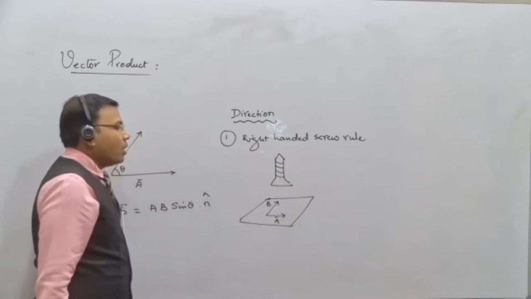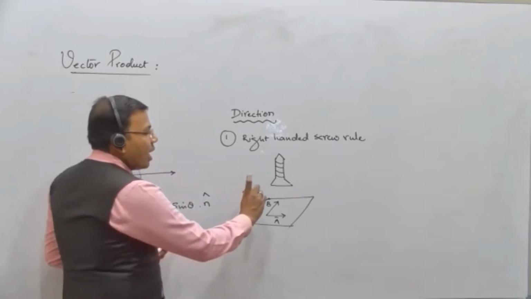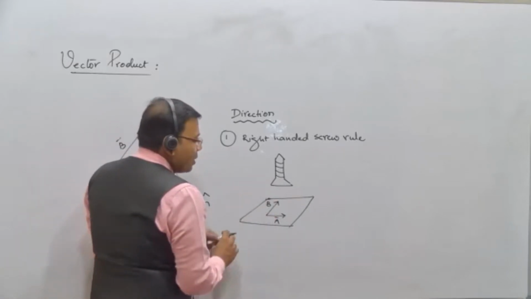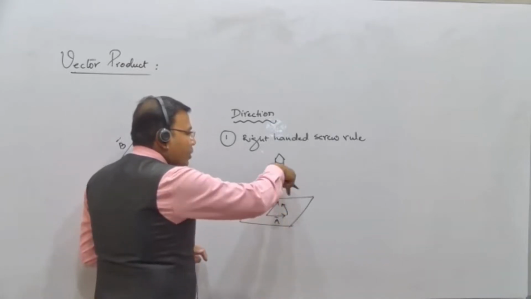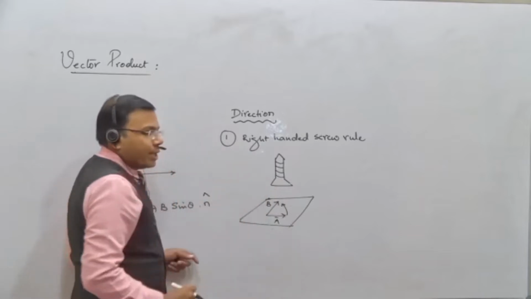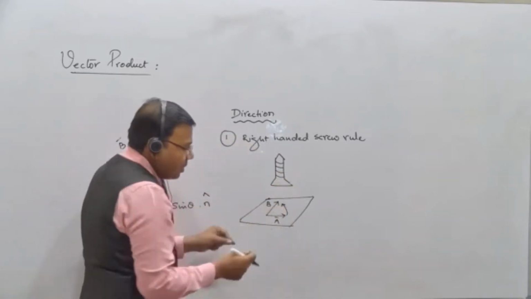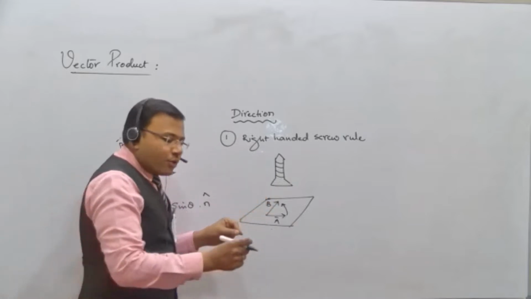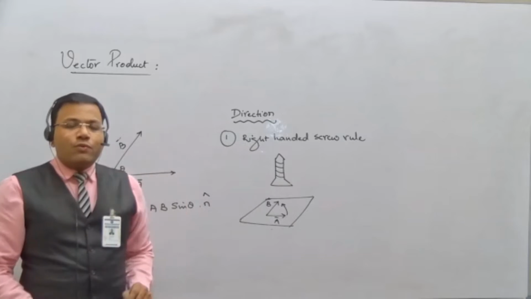This is the screw. So I have to find A cross B. That means, this is A and this is B. So to find A cross B, I have to rotate the screw in this direction, A to B. A cross B means you rotate the screw from A to B. Just imagine this screw I am taking on the paper and I am rotating just from A to B like this. So in what direction will the tip of the screw move?